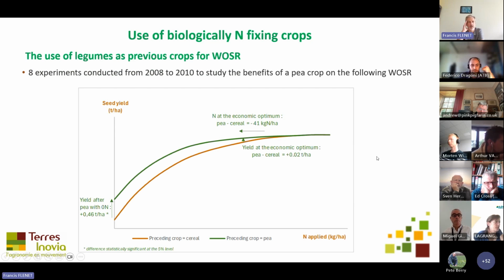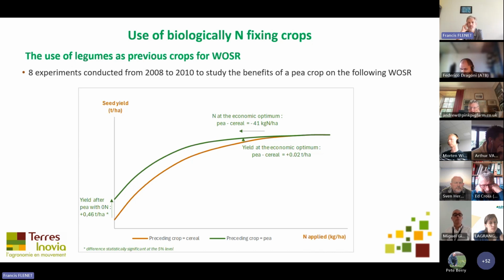For this reason, we conducted 8 experiments to study the benefits of a pea crop on the following winter oilseed rape crop. In this figure, you can see the mean results of those 8 experiments. This figure shows the seed yield response to the nitrogen rates for the winter oilseed rape cultivated after pea. This is the green line, and also for the winter oilseed rape cultivated after a cereal crop.